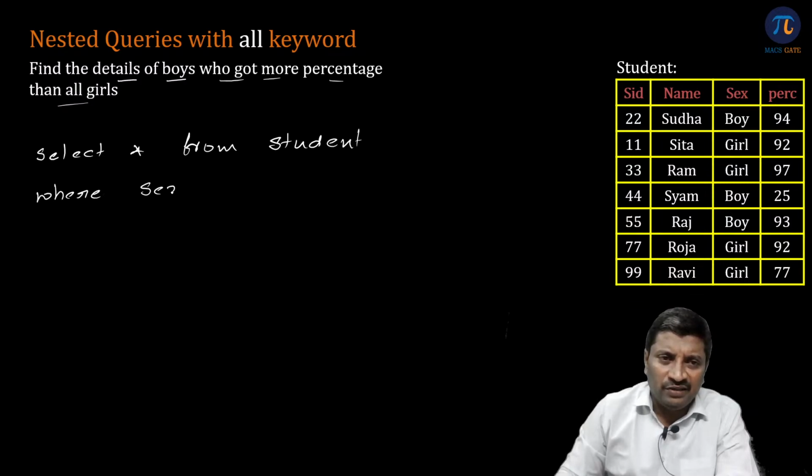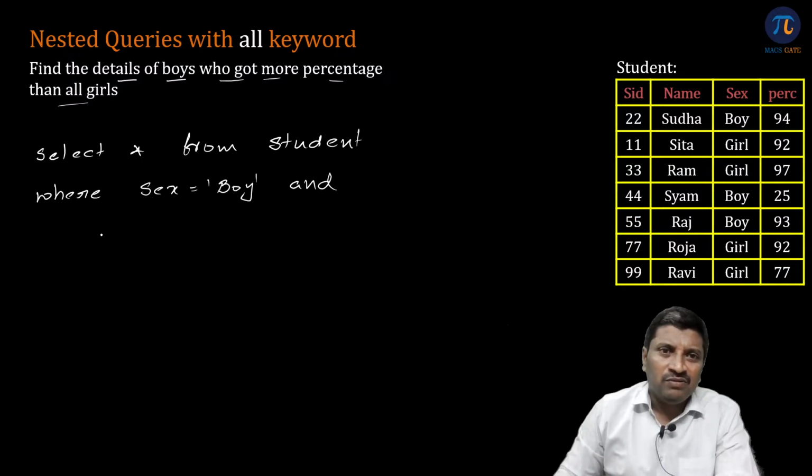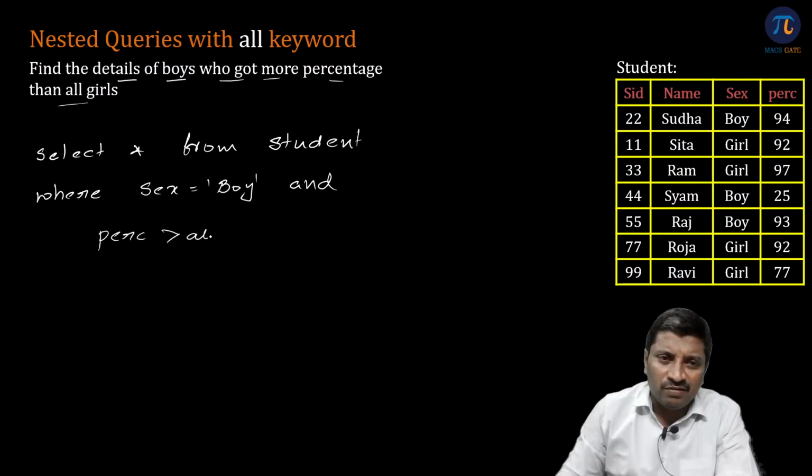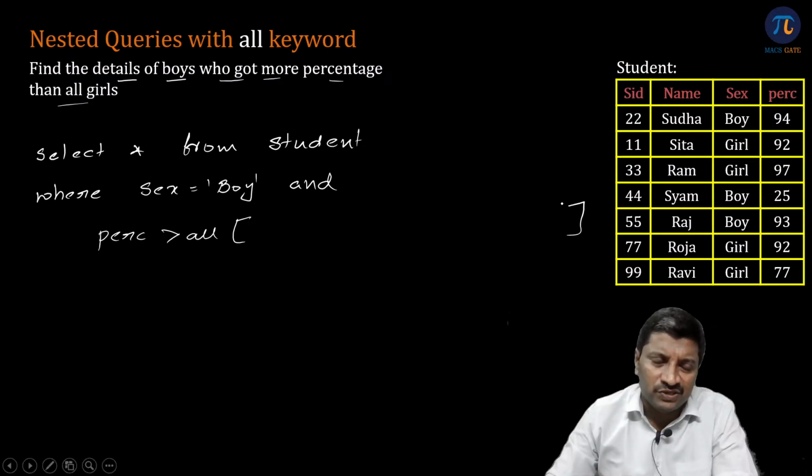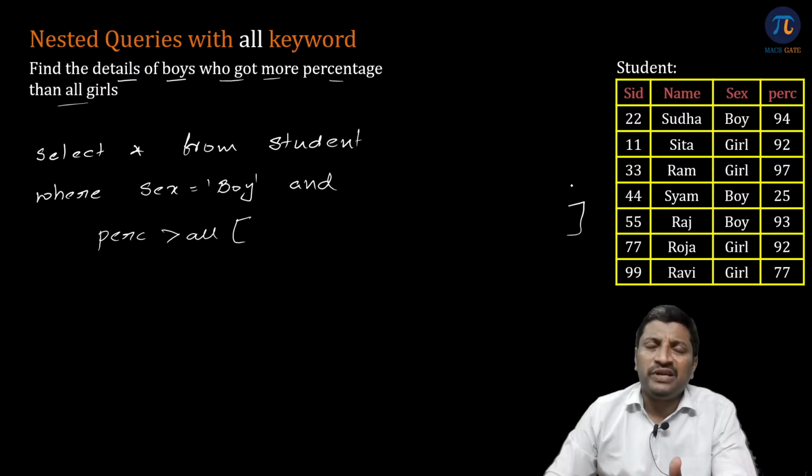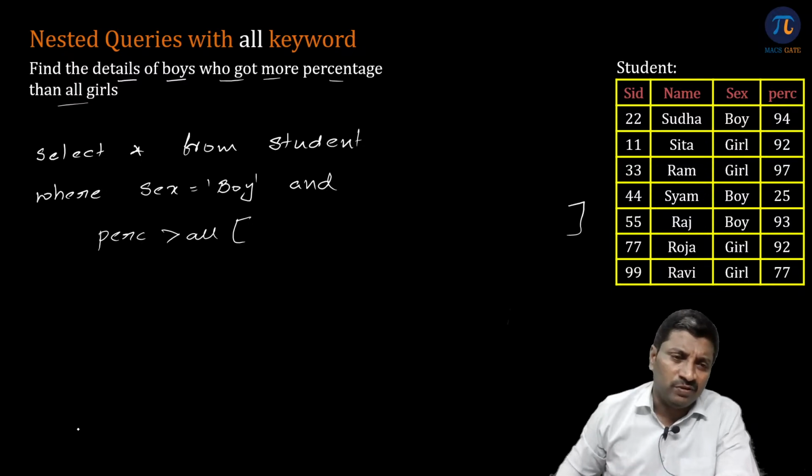First of all, I need the details of boys, where sex equal to boy. And what is the specialty, sir? Percentage greater than all. Here I need to write the percentages of the girls. Do you know the percentages beforehand, sir? No. We need to extract them from the student table. So we write another SQL query.